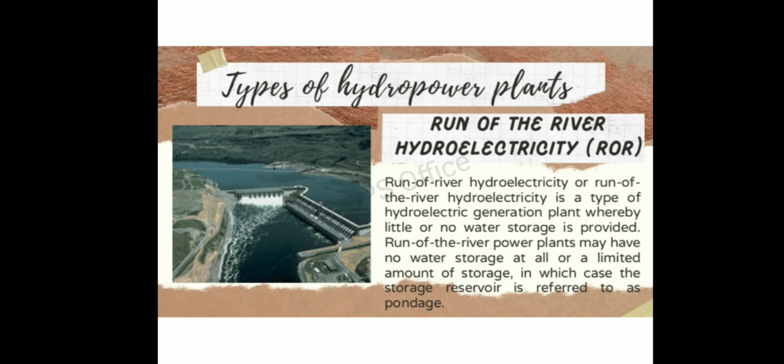Types of hydropower plants. First is run-of-the-river hydroelectricity. Run-of-the-river hydroelectricity is a type of hydroelectric generation plant whereby little or no water storage is provided. Run-of-the-river power plants may have no water storage at all or a limited amount of storage, in which case the storage reservoir is referred to as pondage.